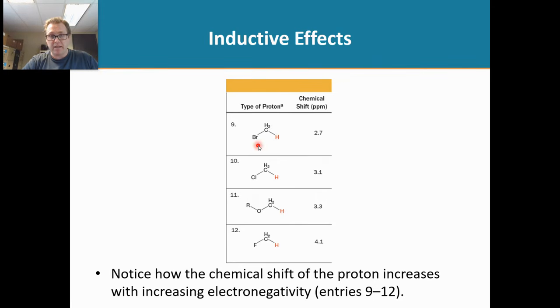Now with inductive effects, you can see this chart here showing us that as we have more electronegative groups, so a bromine, a chlorine, this oxygen and fluorine, the chemical shifts are getting larger. That is in fact due to the electronegativities of these elements pulling electron density away from the hydrogens. So in essence, we are deshielding these hydrogens to a greater extent as we go down this table.